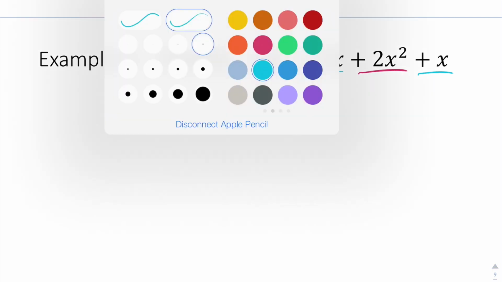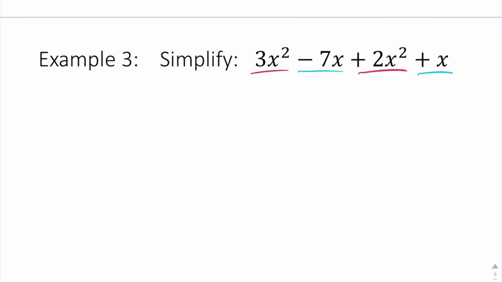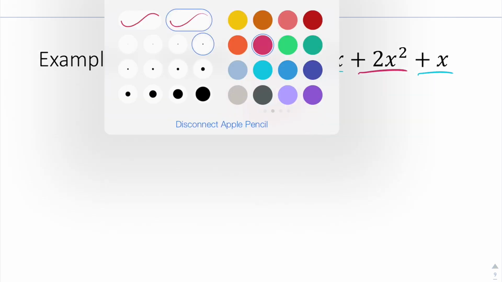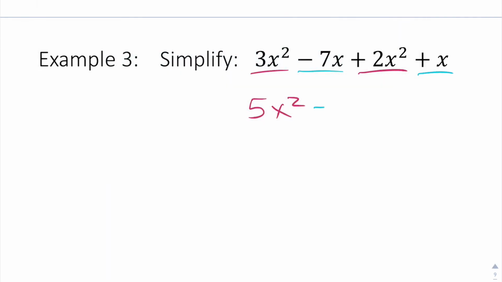So I'm going to put together the x squared terms to say 3x squared and 2x squared. You add the coefficients, so that makes a 5x squared. And negative 7x and positive x makes a negative 6x. And we get 5x squared minus 6x. You can't put these together. They aren't like terms.